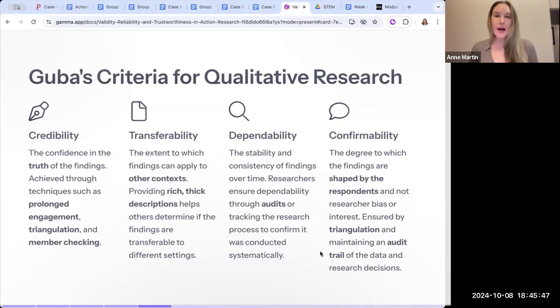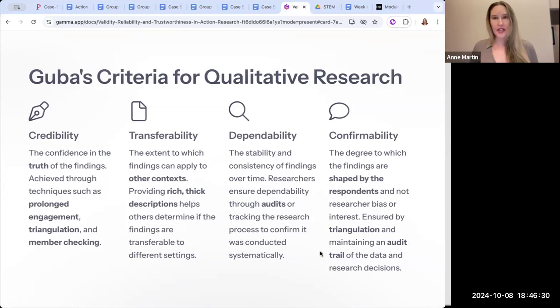So credibility, the confidence that you have in the truth of your findings. I had a note about this. When I read the case study about the math facts, credibility, having confidence in her and trustworthiness in the truth of her findings, going through the error analysis, something like that, bolsters their credibility. So some of the strategies are prolonged engagement, triangulation, and member checking, asking students or other teachers to check the results that you are finding.